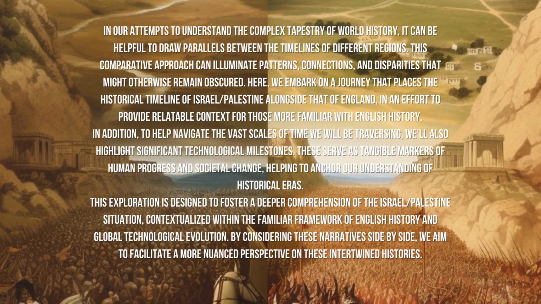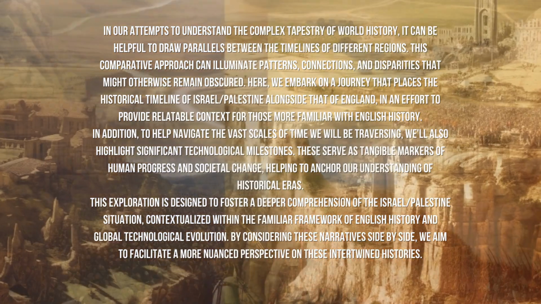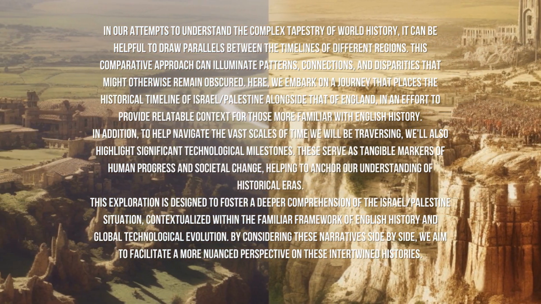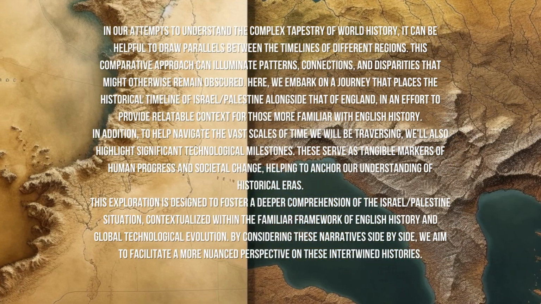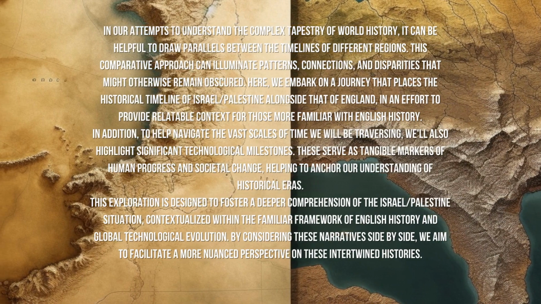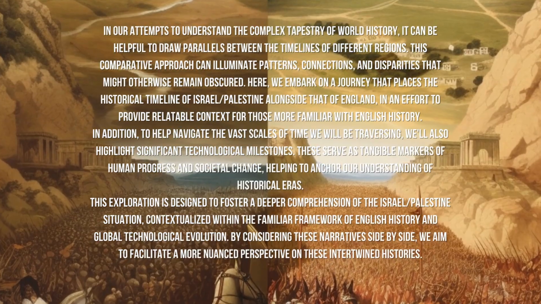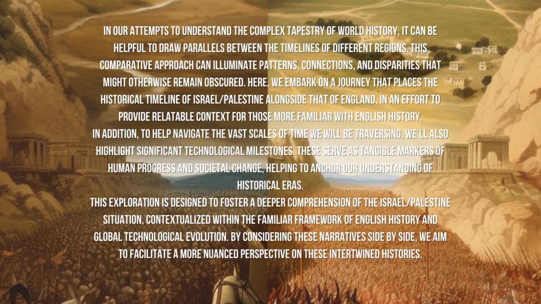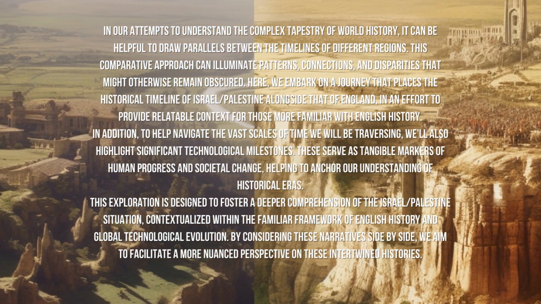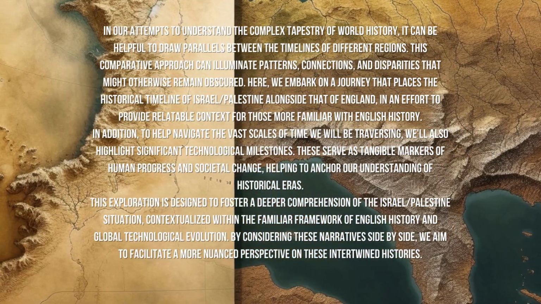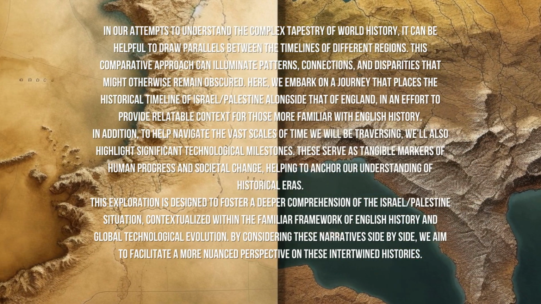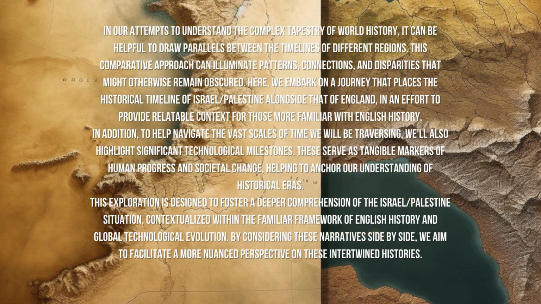In our attempts to understand the complex tapestry of world history, it can be helpful to draw parallels between the timelines of different regions. This comparative approach can illuminate patterns, connections, and disparities that might otherwise remain obscured. Here, we embark on a journey that places the historical timeline of Israel-Palestine alongside that of England, in an effort to provide relatable context for those more familiar with English history.